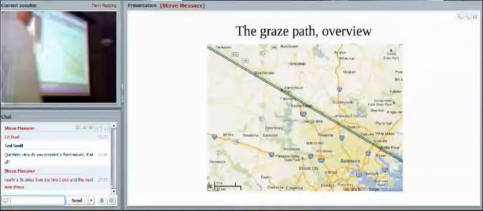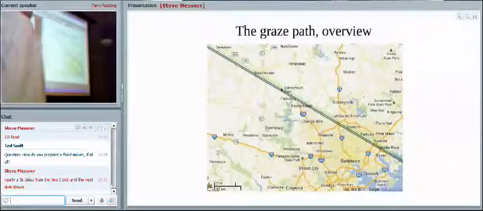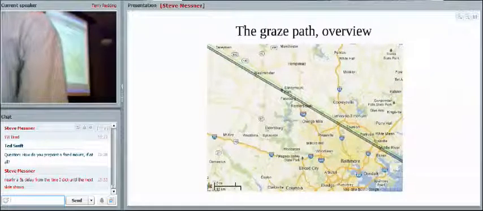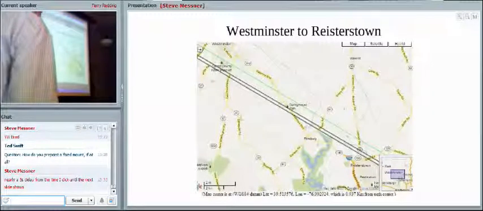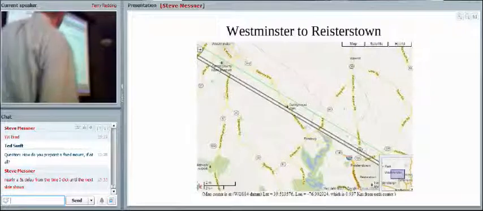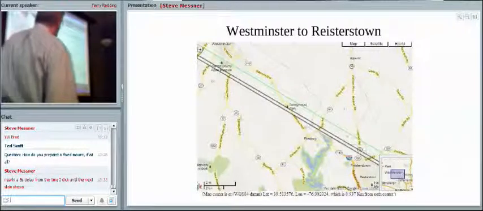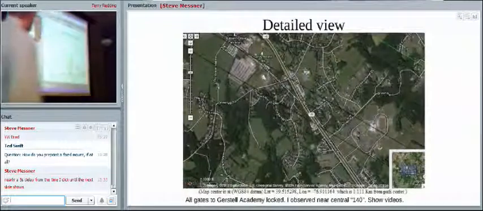It just shows the path going across Baltimore and north central Maryland, in this area here. Next slide. This is where I went. This is just zooming in more on the area. Next, there's Finksburg. Next slide.